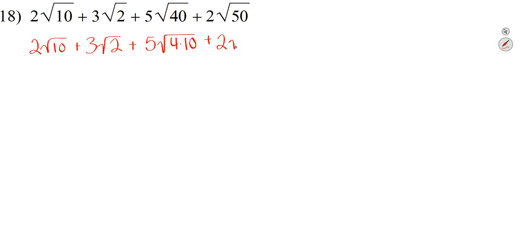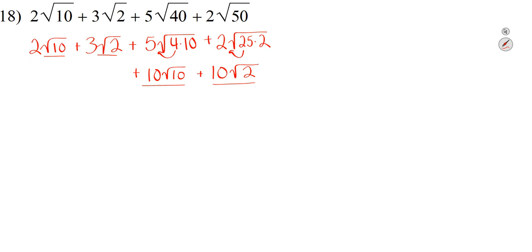And then 2 square root of 50. Okay, well 25 times 2 is 50. Okay, so these first two, those are as simple as they get. Let's simplify this one. The square root of 4 is 2, so that's 10 square roots of 10. And the square root of 25 is 5, so 2 times 5 is 10 square roots of 2. So all these are as simple as they get.